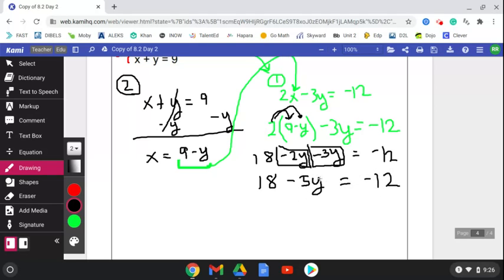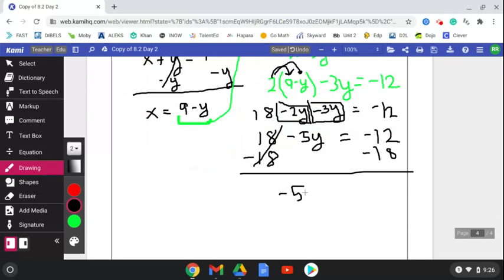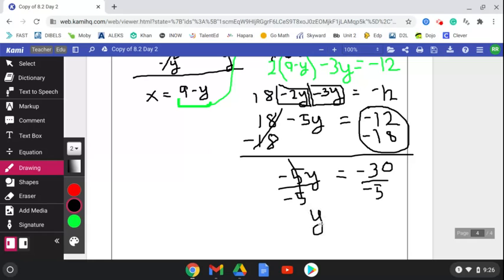Your y term is on the left, so you need your numbers on the right side. So I'm going to subtract 18 from both sides. That way those 18s cancel. And negative 5y will be equal to, what's negative 12 and negative 18? Same signs add, keep the sign. That's negative 30. Solve for y by dividing, not by 5. That's not a 5. That is a negative 5. And so once you divide both sides by negative 5, y is equal to negative 30 divided by negative 5, which is 6, right? Positive 6.